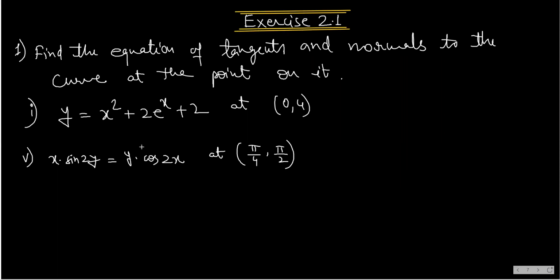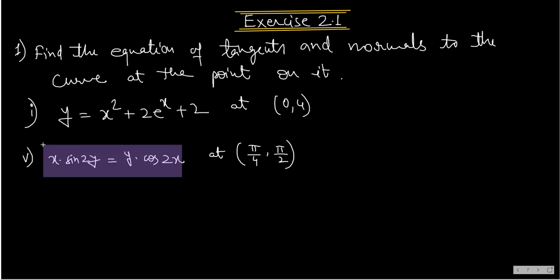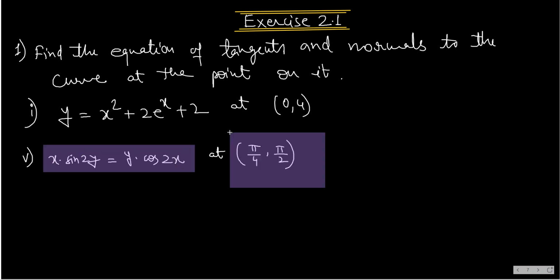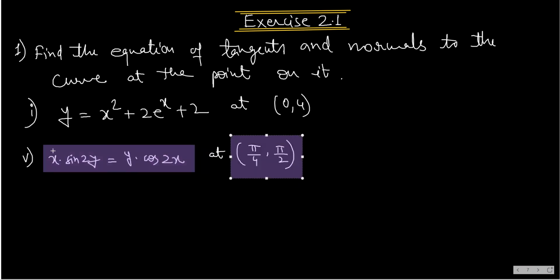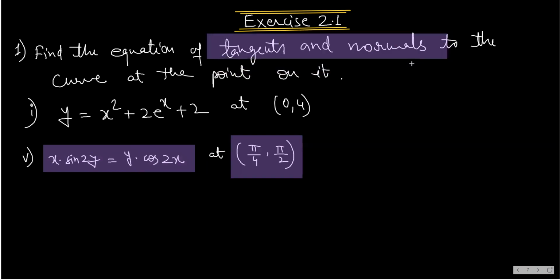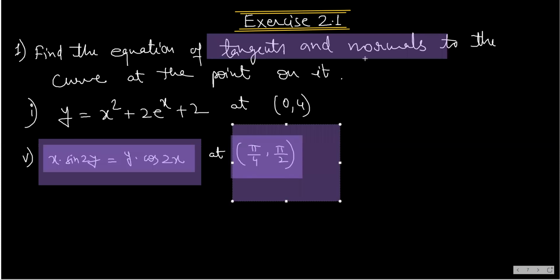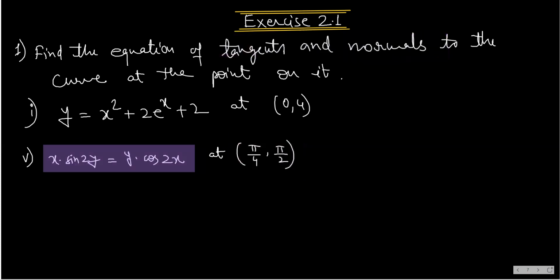So now we solve another question of similar type. We have to find the equation of tangent and normal to this curve at this point. Remember, students, this point is on this curve only. What we have to do is get the equation of tangent and normal to this curve at this point. Let's begin.